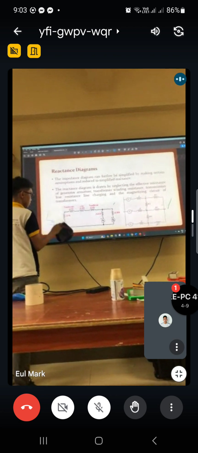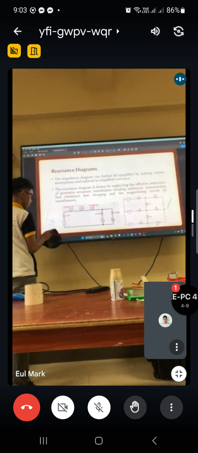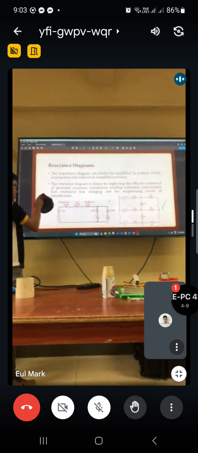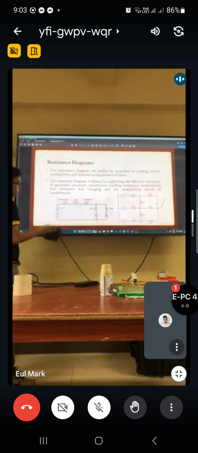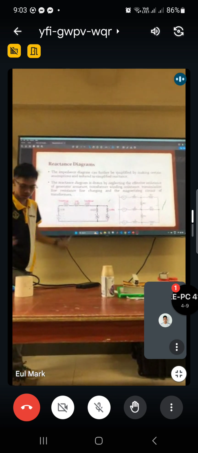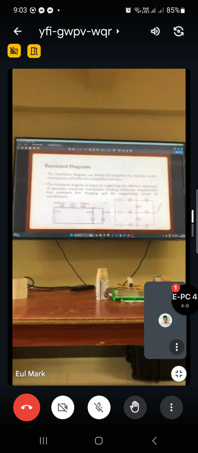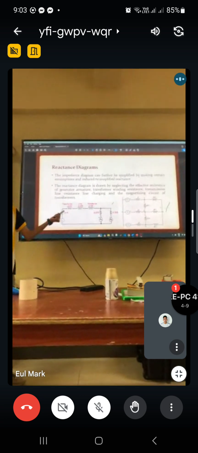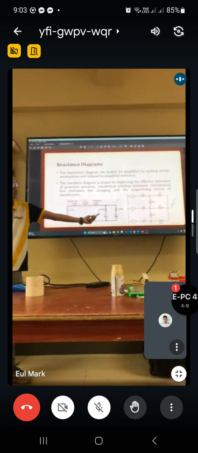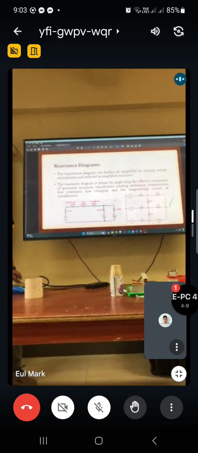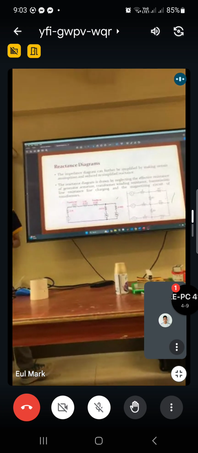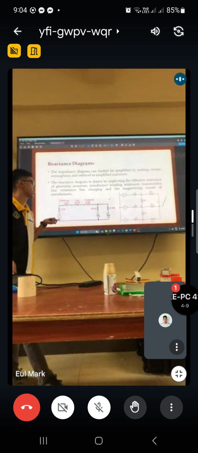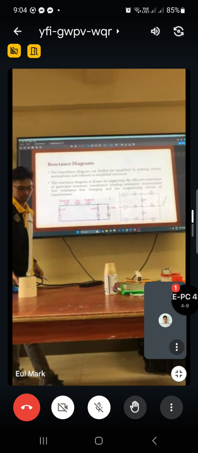Okay? But I mentioned earlier the labels. So how did we get that label? What do you think are their units? Do you think they have units? Well, they are per unit. Per unit. Okay? So here they are not in ohms. They are per unit.